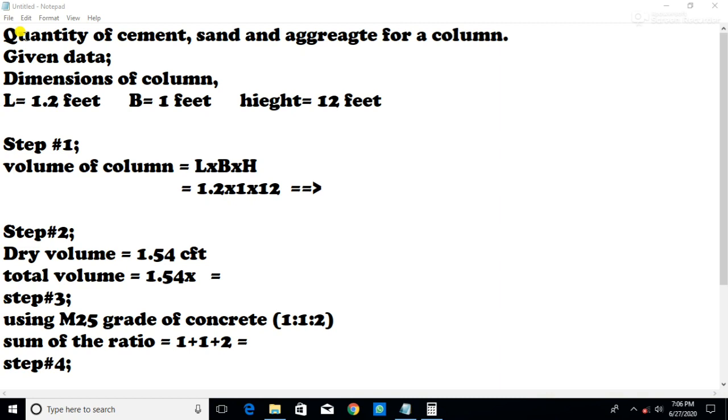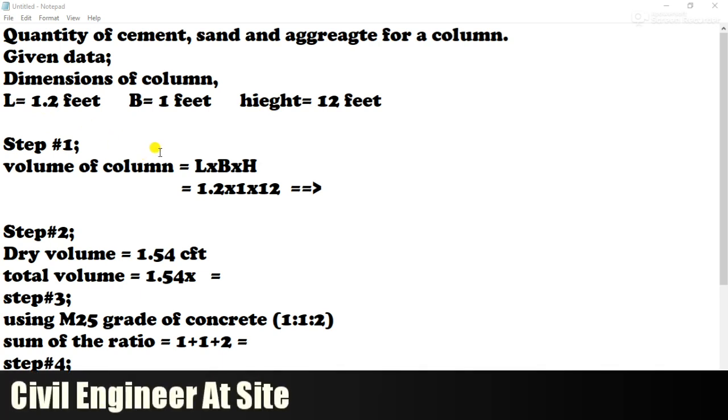So guys, here we will find the quantity of cement, sand and aggregate for a column, and also find the quantity of water for the column. These are the dimensions of the column. Length of the column is 1.2 feet, breadth of the column is 1 feet, and height of the column is 12 feet. In the first step we will find the volume of the given column.